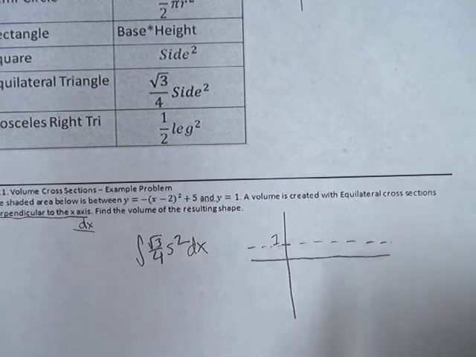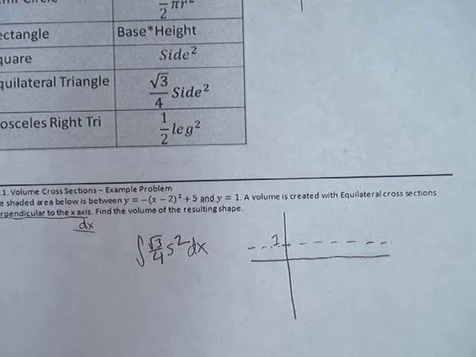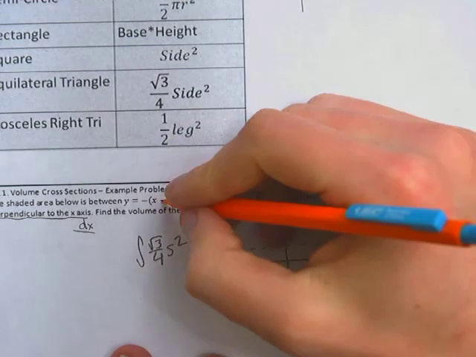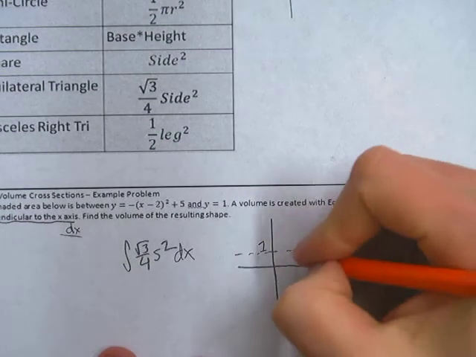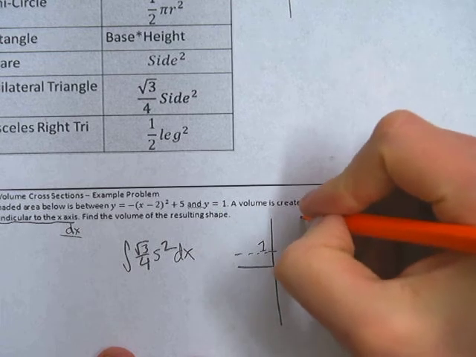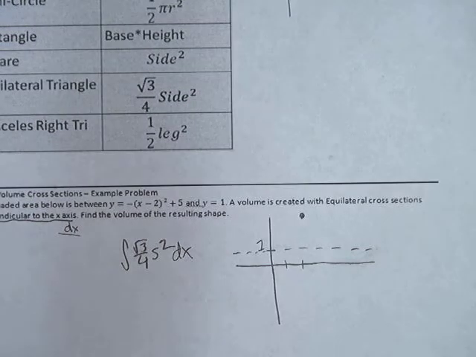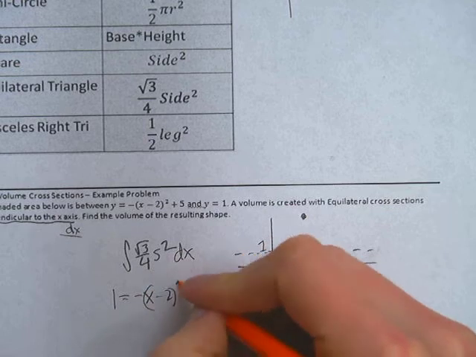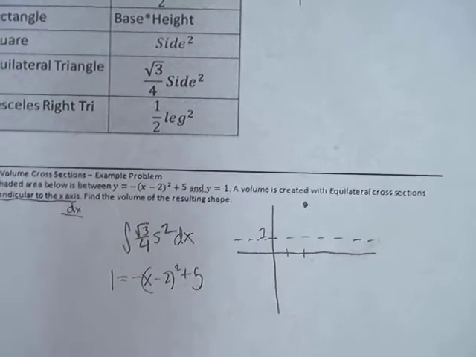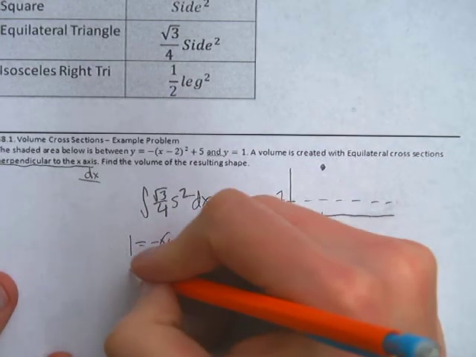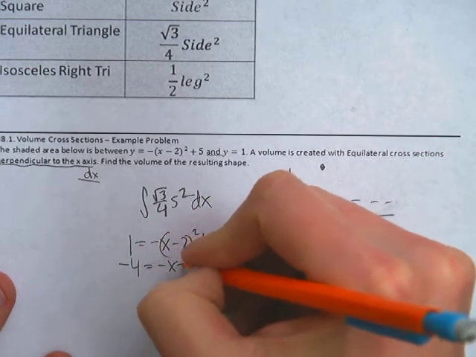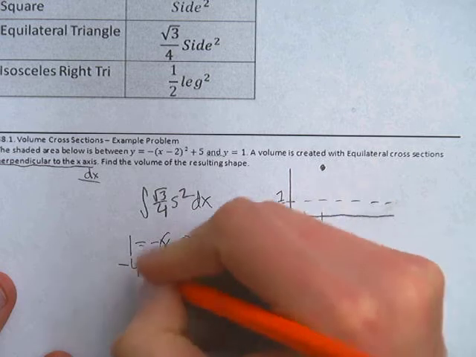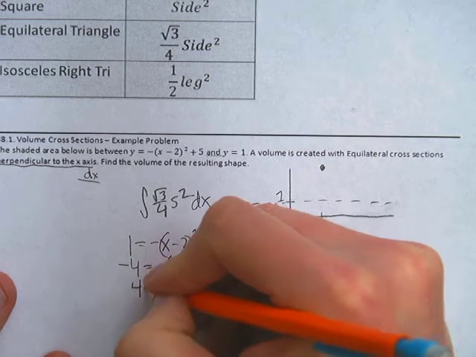y equals 1 is a flat line at 1. And then we have negative x minus 2 squared plus 5. Okay, that has a vertex at 2, 5. So 2 and 5. And I should see where this thing goes through 1 to see where the intersections happen. So I set 1 equal to negative x minus 2 squared plus 5. I subtract 5 over, I get negative 4 equals negative x minus 2 squared. I divide by negative 1.